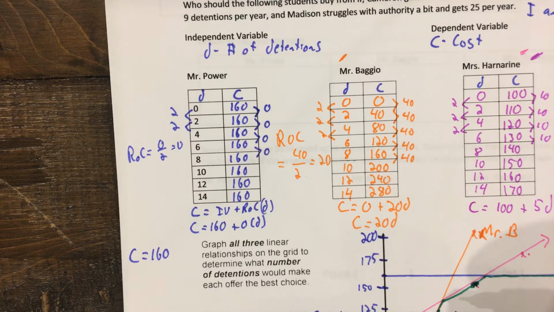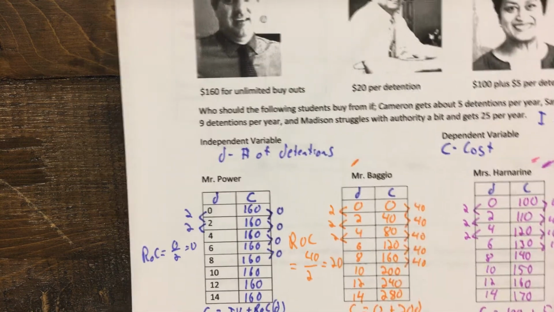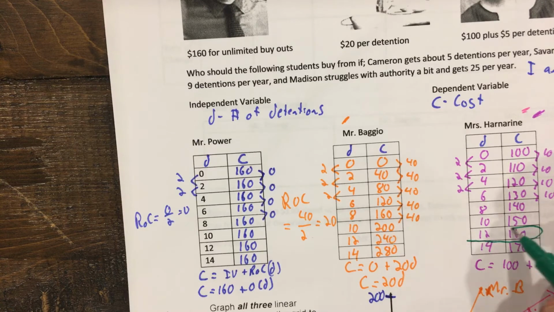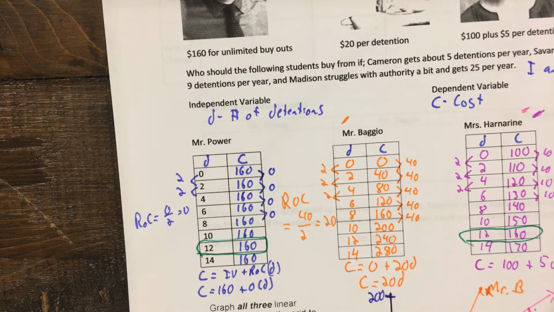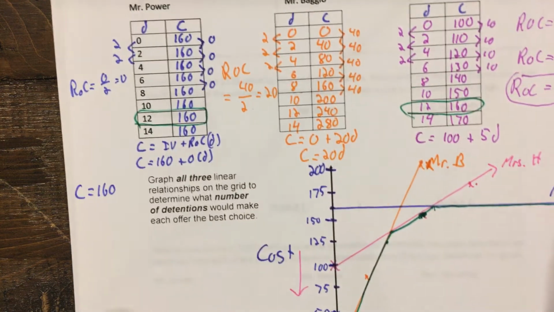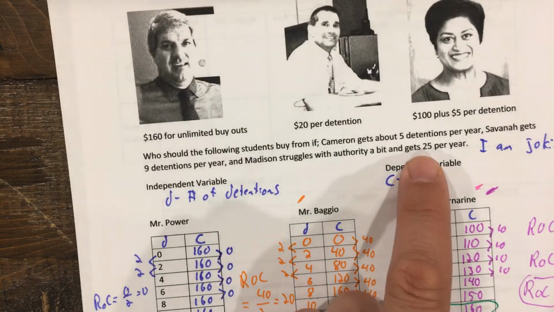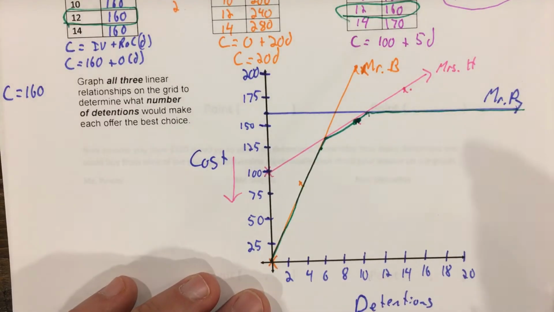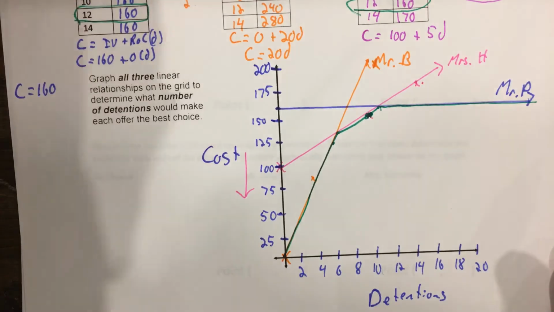So if you got 7 detentions, I believe Mr. Baggio would be the best. Between around 7 detentions and 12 detentions, because at 12 detentions, you can see here, they cost the exact same. Okay? So between 7 and 12 detentions, Miss Harnerine's the best, and anything over 12 detentions, your best bet is to go with Mr. Power. So obviously Madison, who's getting 25 per year, which is just off the charts here, it's much cheaper to go with Mr. Power there. Okay, so that's the grid.